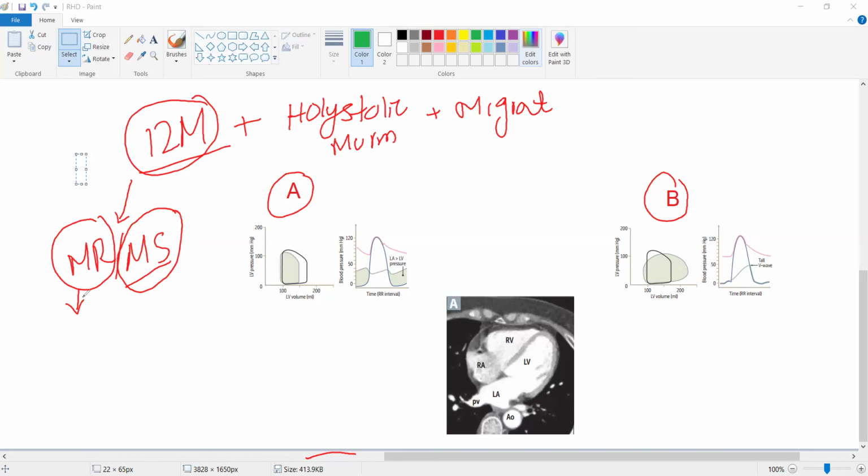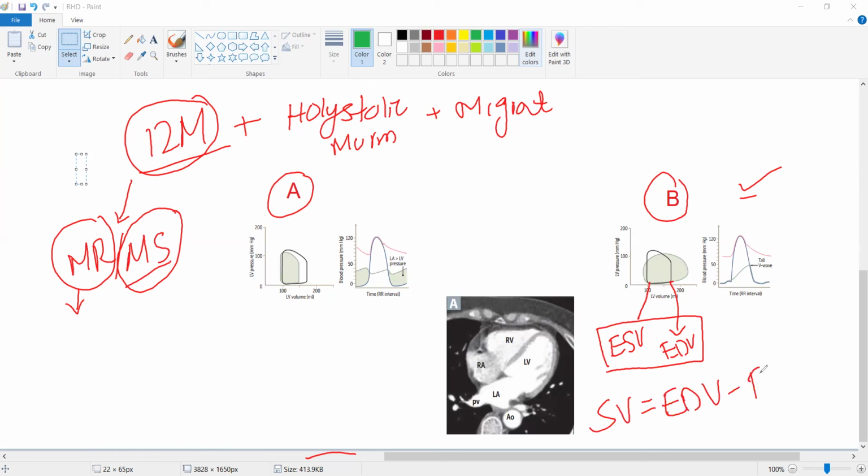Okay. So MR, which picture shows the pressure volume loop of the MR? It is B. So now, what happened in the regurgitant lesion? This black line shows the end systolic volume, and this is the normal end diastolic volume. The stroke volume formula is end diastolic minus end systolic.